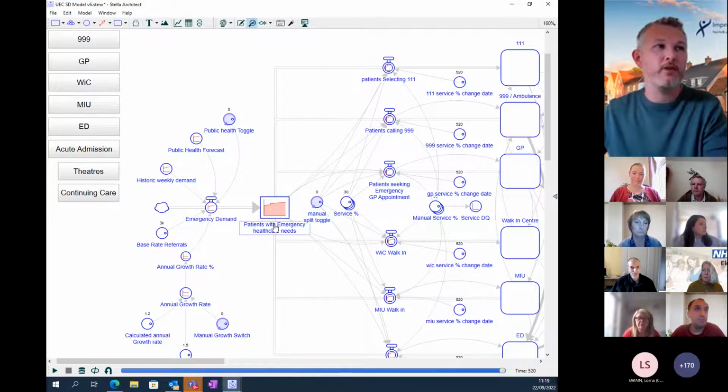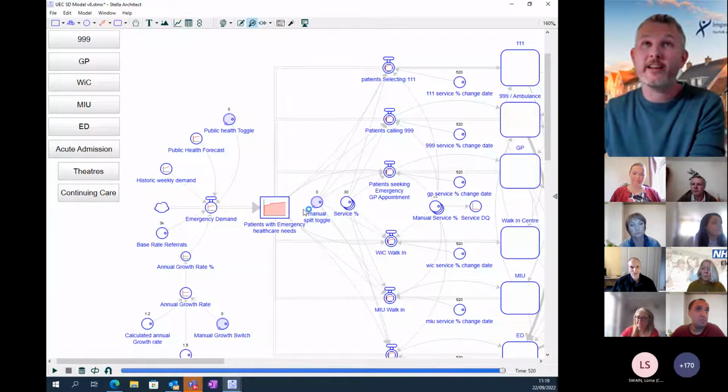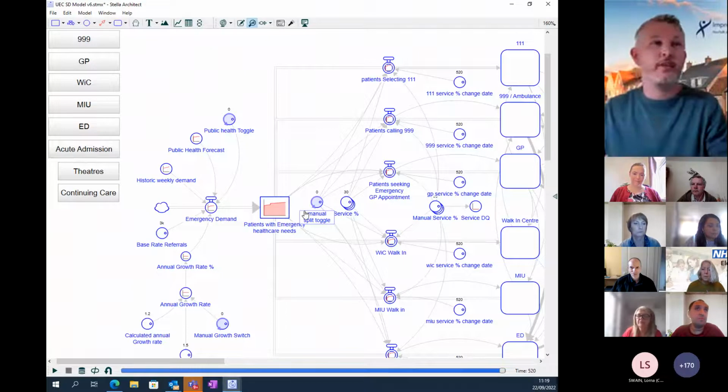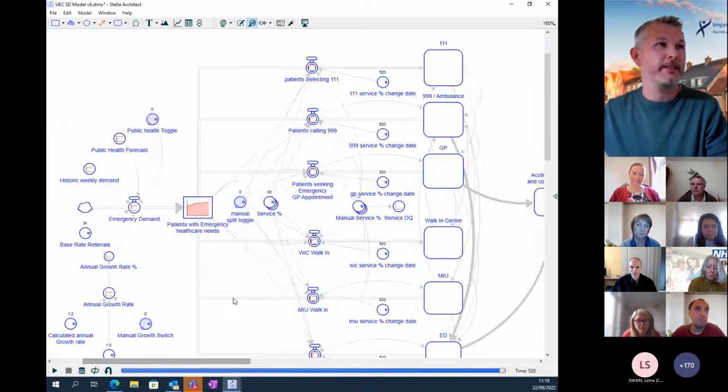That then pulls into a pot of people. These are people with healthcare needs. And this models a 10-year period. So 3 years historic and then 7 years going forward. And the reason for that is to allow us to undertake testing on it to make sure it's right.